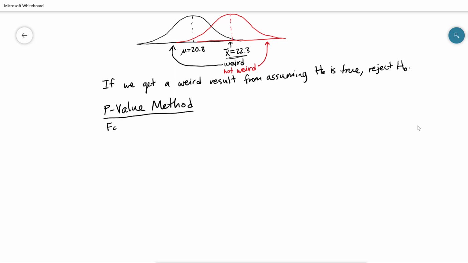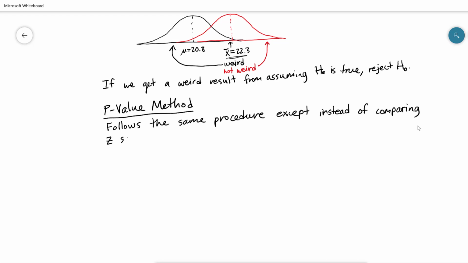This follows the exact same idea and the same exact procedure, except instead of comparing two z-scores, instead of comparing z-scores to decide if our result is weird, we'll just compare the two areas themselves.